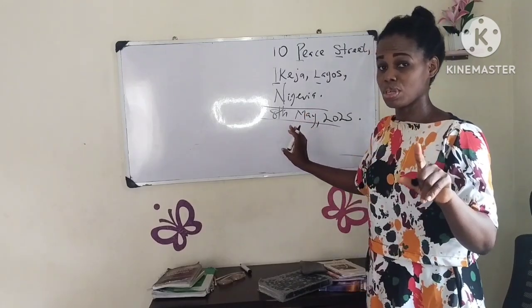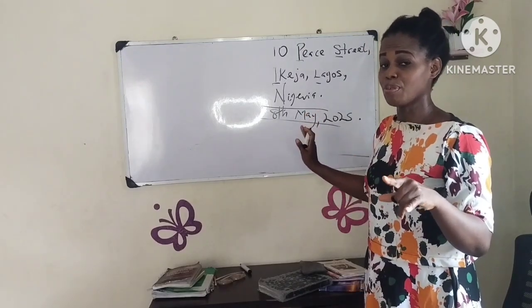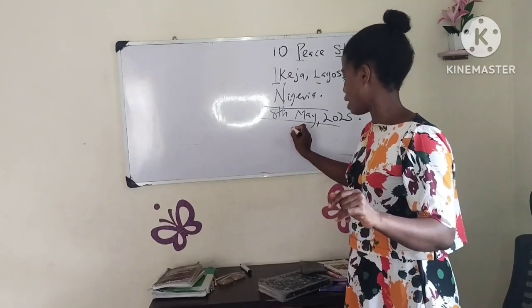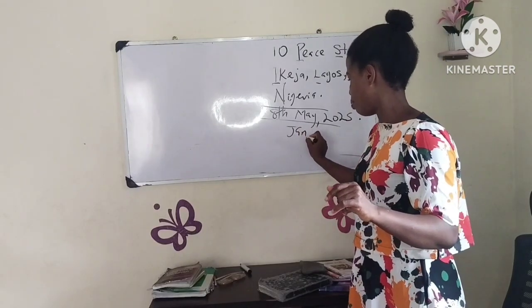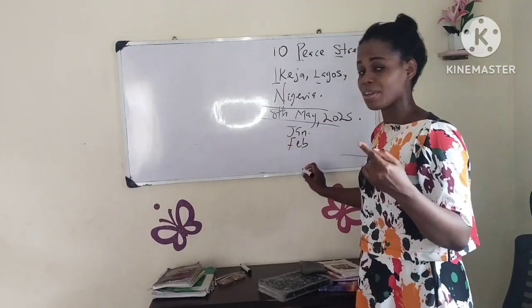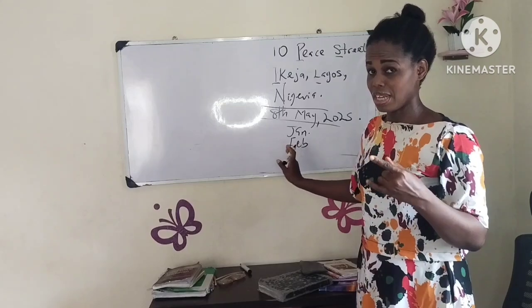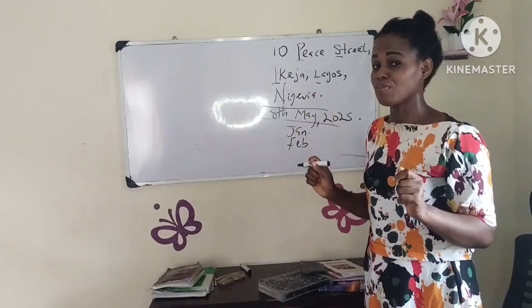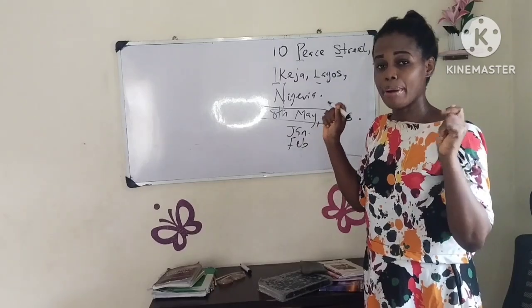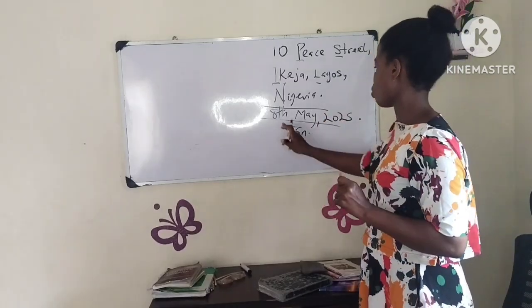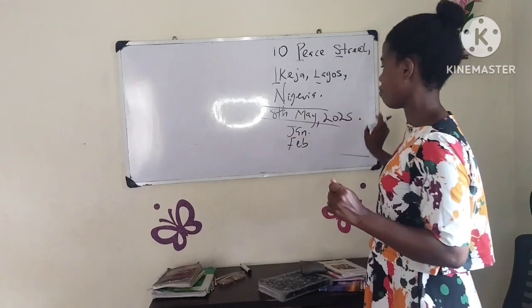Another important thing you need to know is that you shouldn't abbreviate the name of the month. You don't write Jan in place of January, or Feb in place of February. Don't do that. Make sure you write the name of the month in full. Please take note of that. So we have 8th May 2025.